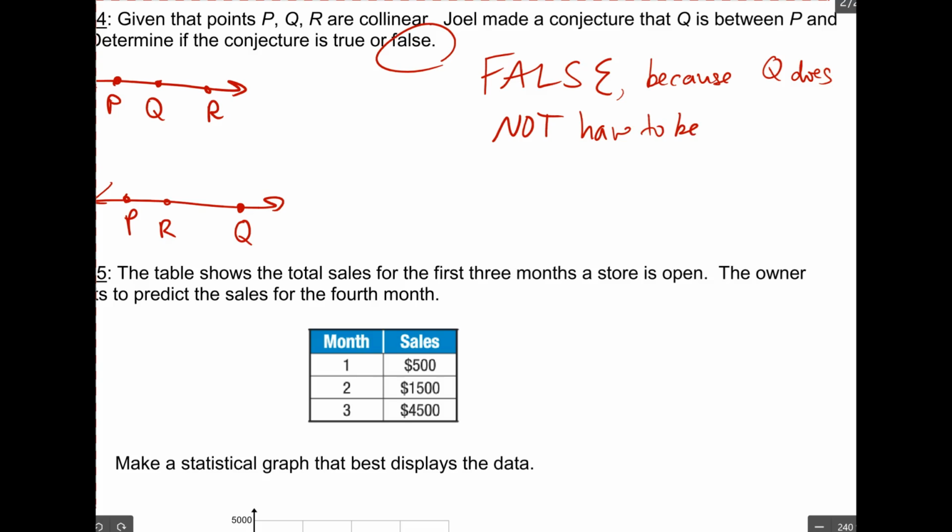Do we have to write the whole thing out, or can we just say false on a test? If I say explain, you have to explain. And 100% if I give you a problem like this, you're going to have to explain, because I don't choose guess. You have a 50-50 shot of guessing true or false. No, I want to know that you know geometry. So, Q does not have to be between P and R for all 3 points to be collinear.